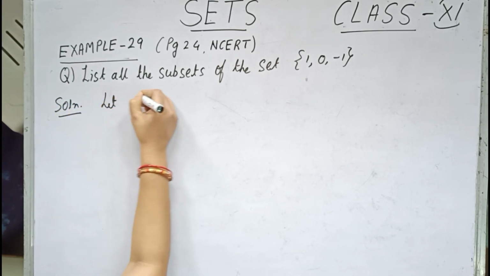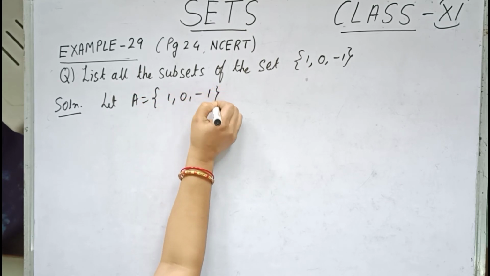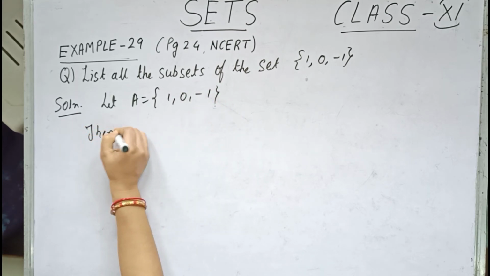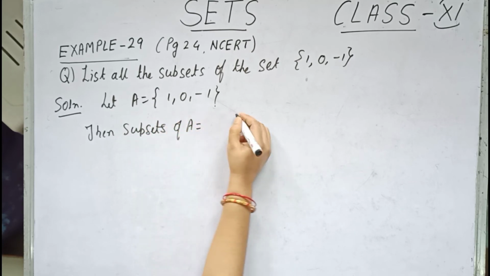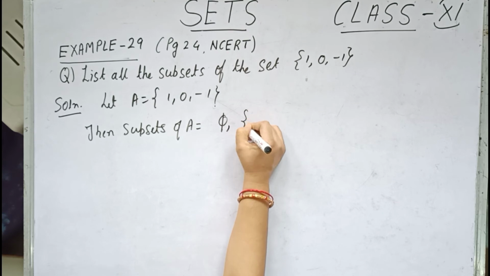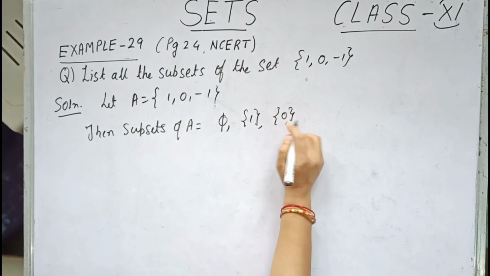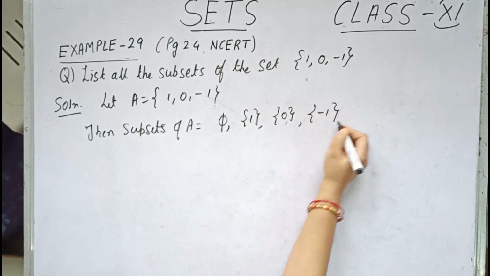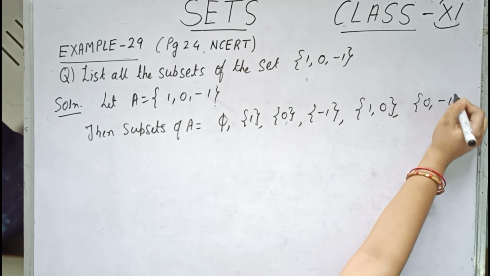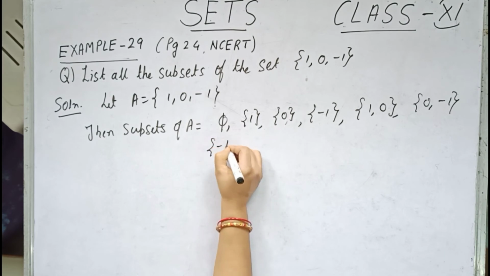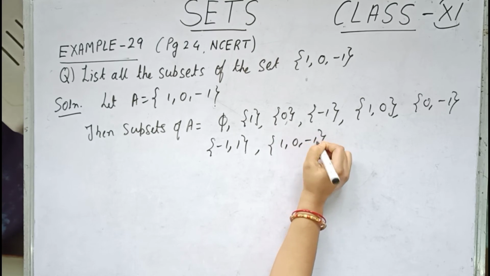Let us name the given set as A equals {1, 0, -1}. Then subsets of A equals: first of all the empty set, then {1}, then {0}, then {-1}, then pair elements, let us write {1, 0}, {0, -1}, {-1, 1}, and then the triple {1, 0, -1}, that is the set A itself.